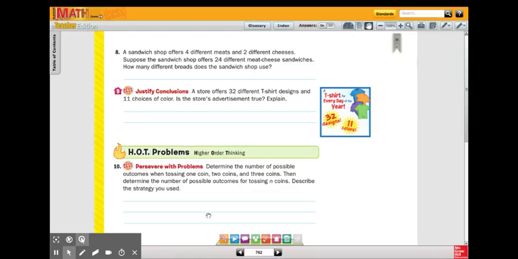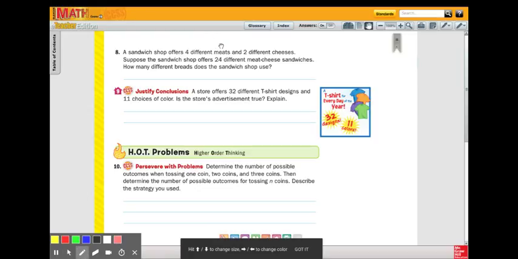Number 8's a good one. You can do number 8. This one talks about you have the meat. Where's my pen? You have the meat. You have the cheese. And then they want to know how many breads should you use, because they give you the total number of choices. You just got to figure that one out, okay?